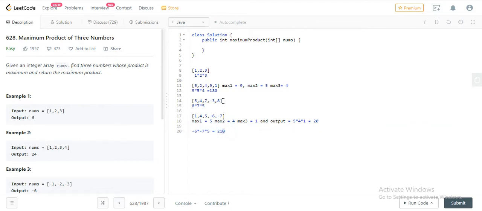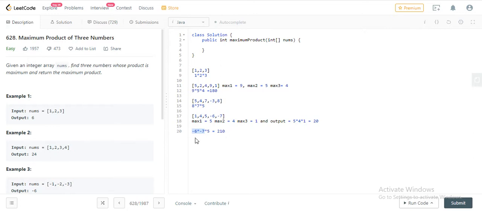So if there is just one negative number, then we can ignore that number. But if there are two negative numbers and the magnitudes of those two numbers are greater, then we cannot just ignore them. We have to include them. As you can see, I have included these two numbers.